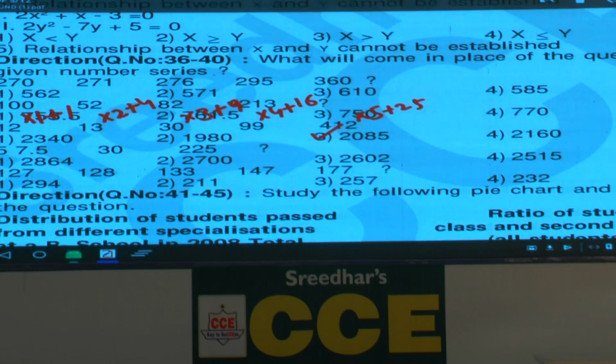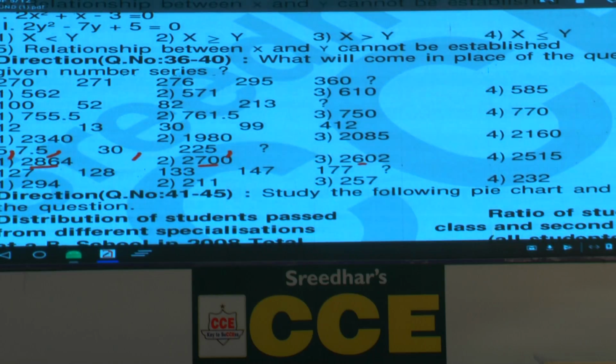Then question number 39. Now in this 39, 5 and 7.5, these are two different numbers, 5, 7.5, 30, 225. Again the numbers are in 2000s, hence it must be under product or combination. Tell me how can you express this 5 and 7.5? 5 and 7.5 can be written as 5 into 1.5, isn't it? 5 into 1.5.